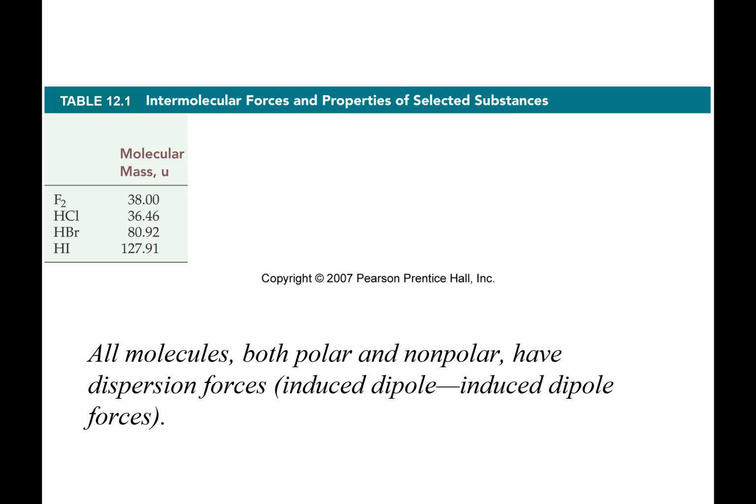All right, so I've got four compounds up here: diatomic fluorine, HCl, HBr, HI. Here's how much they weigh. This third column here is the net dipole moment. So which one's the most polar of these four? HCl. HCl has the highest net dipole moment. Very good. And F2, nonpolar.